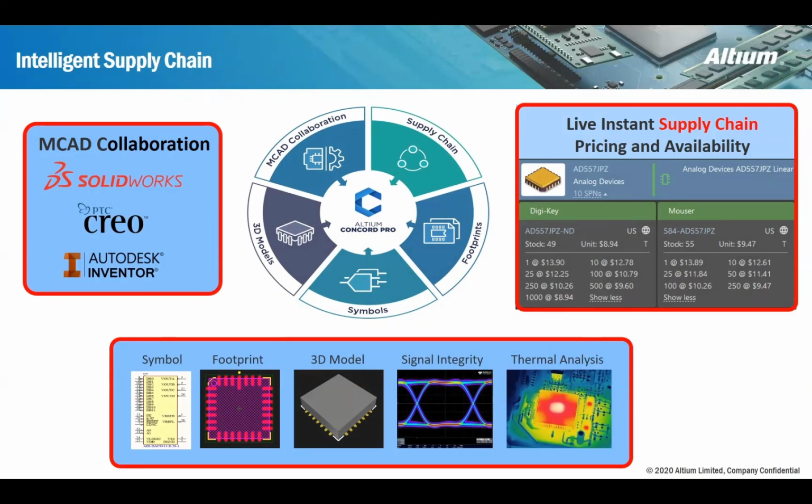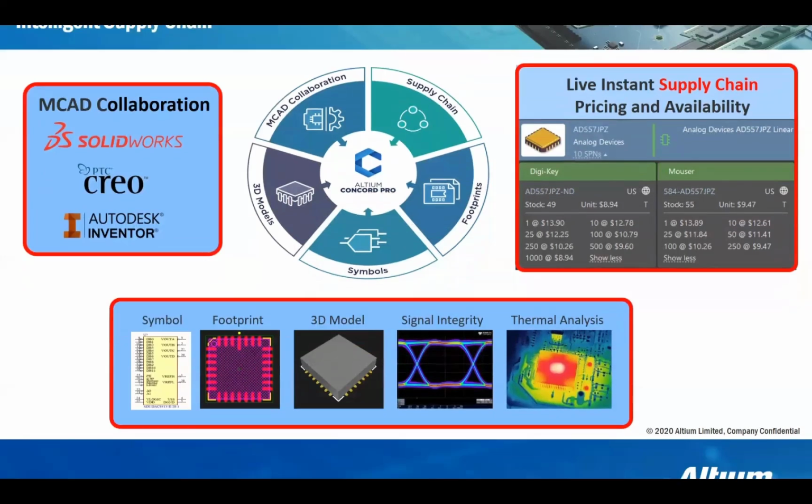Concord Pro is a complete system for component management. It has a standardized approach to the organization of libraries and up-to-the-date information about components. Knowing the availability, cost, and alternatives for your parts allows you to intelligently manage your supply chain, costs, and schedule.